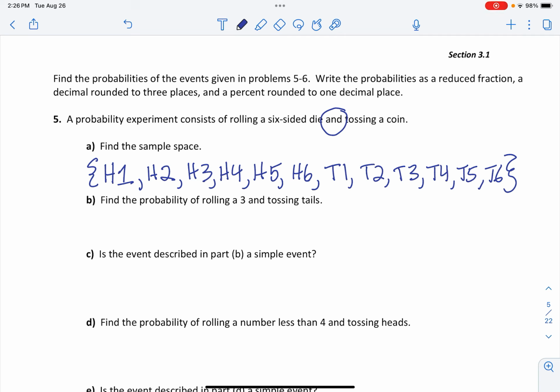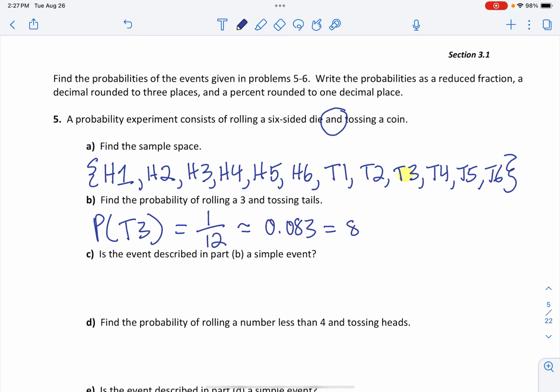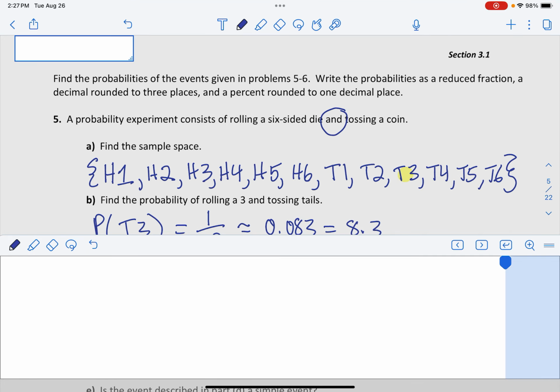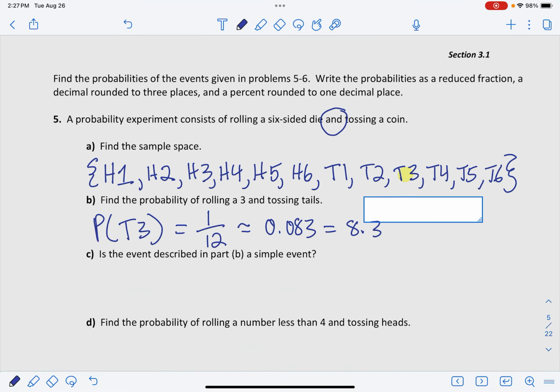What's the probability of rolling a 3 and tossing tails? That will be our T3. What's the probability of T3? Right? There's only one T3. There it is. So that's going to be 1 out of 12, which is about 0.083 or 8.3%.